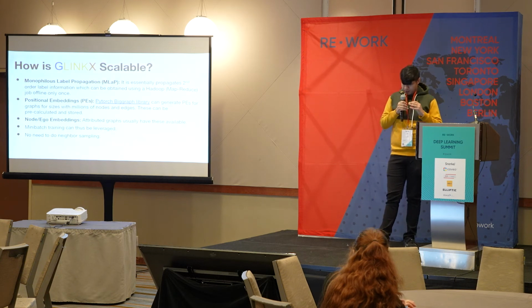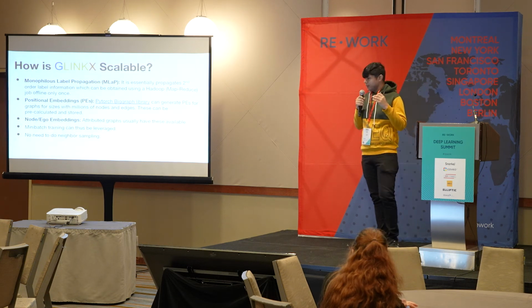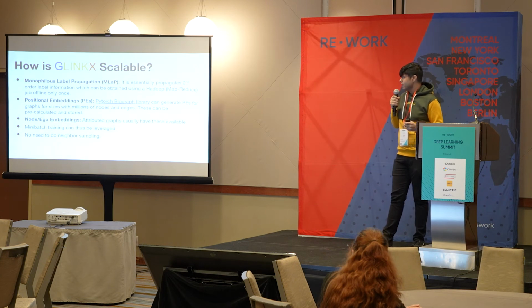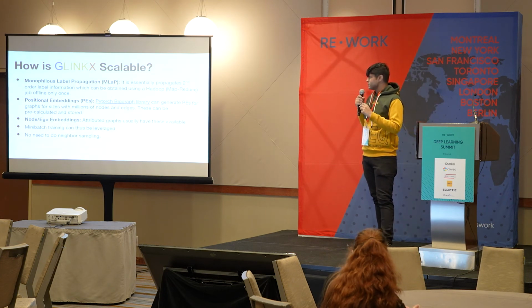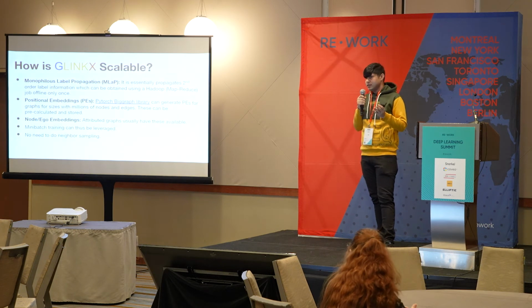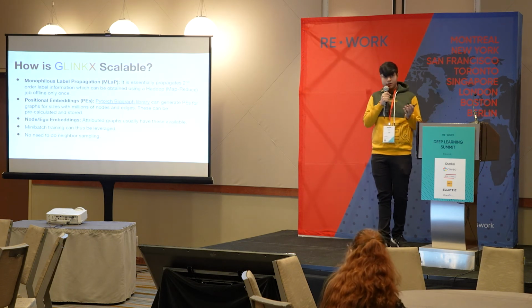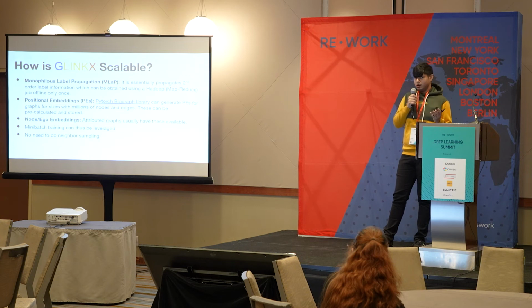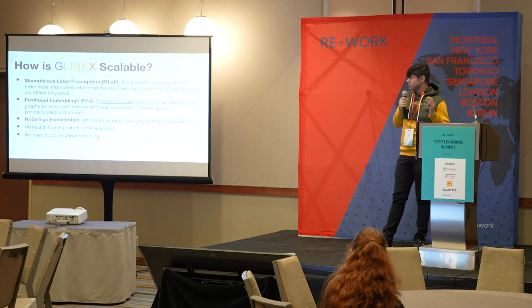Now I presented these three methods. Let's see what makes GLINKX scalable and able to work for an industry-scale graph. The first one is the monophilous label propagation part. As I said before, it essentially collects the second order label information. Since it just collects second order information, you can write a MapReduce job, which a lot of companies have, and it's a pretty mature technology. If you're dealing with huge amounts of data, then most likely you have a version of MapReduce in your company.